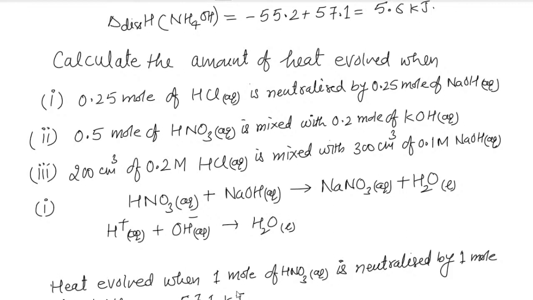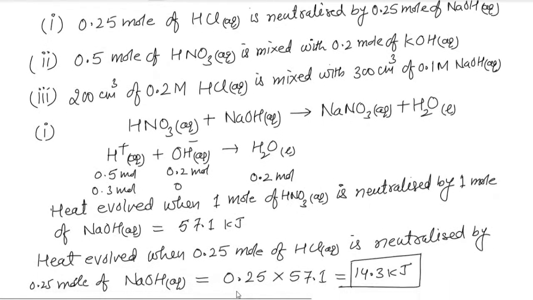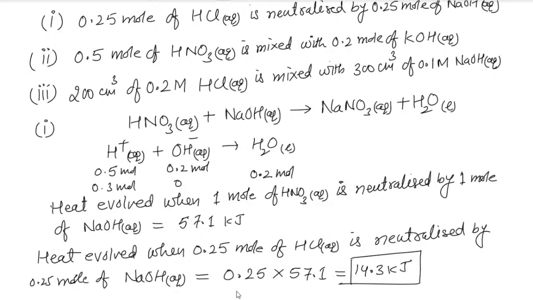Say there is 0.5 mole of HNO3, so that means H plus ions are 0.5 mole and OH negative ions are 0.2. So which one is limiting? OH negative. So that means there is a formation of only 0.2 mole of water from H plus and OH negative ions. Heat evolved when 1 mole of HNO3 is neutralized by 1 mole of NaOH is 57.1 kilojoule.